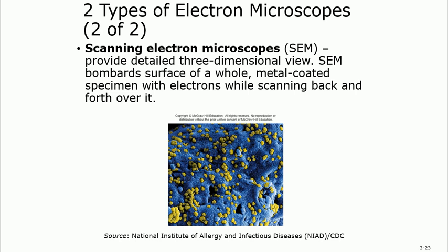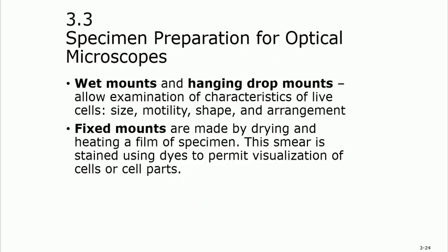The other type is called the scanning electron microscope. When you see scanning, it's scanning around, giving you different sections, and this will give you a three-dimensional view. It goes back and forth, back and forth, scanning around the specimen until it ends up giving you 3D. And this is the clue for this one: 3D.